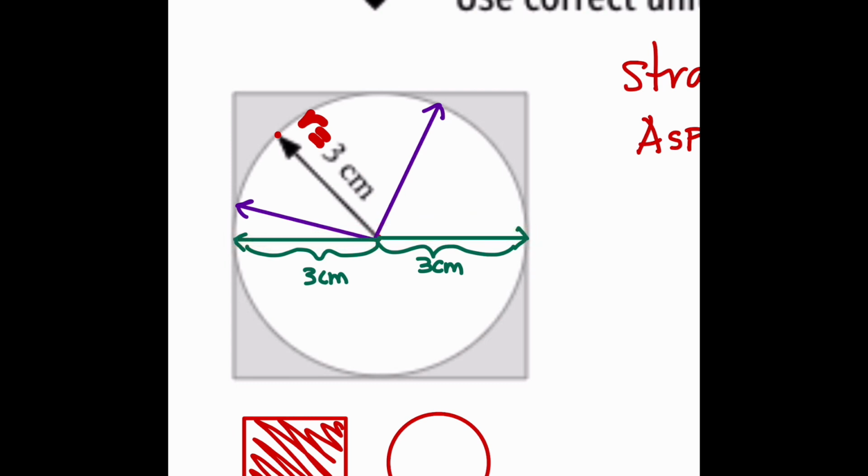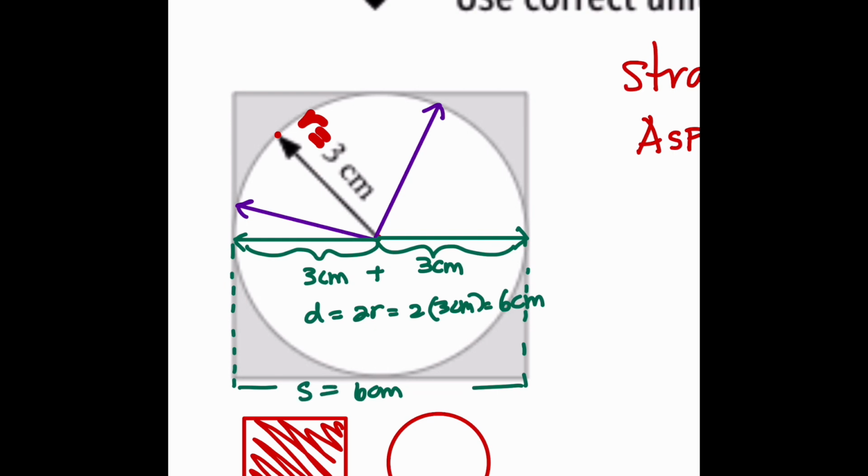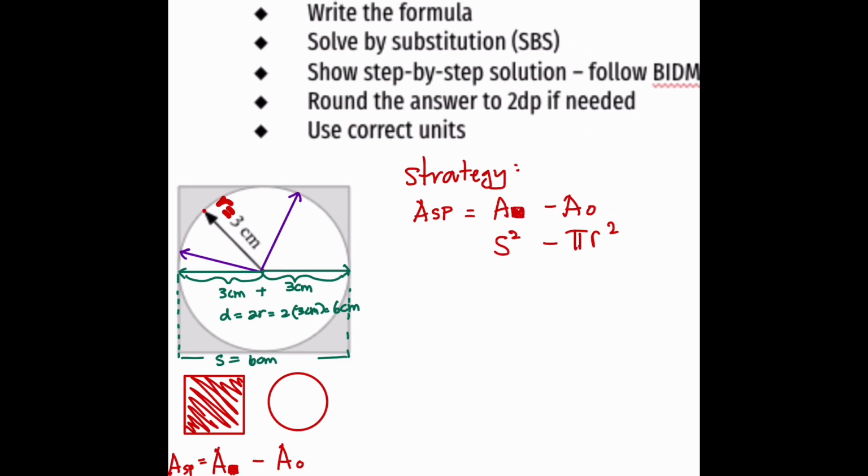And because we know that diameter is 2 radii, which is 2 times 3 cm, which is 6 cm, we know that that is the same as the length of a side of the square. Okay? So now we can substitute. We know the side of the square is 6 cm, bracket and square. That means you're squaring the number and the unit.